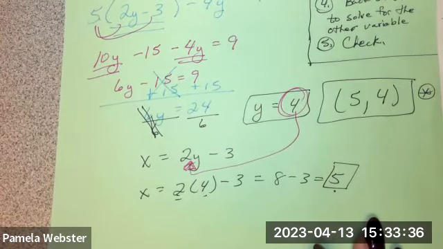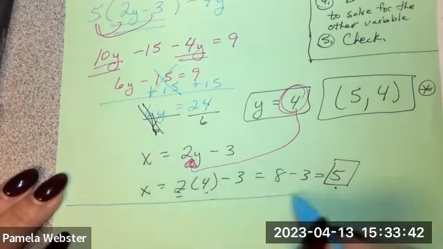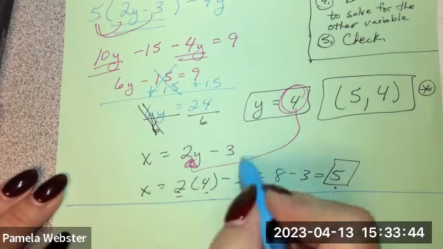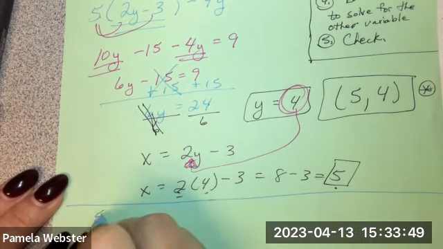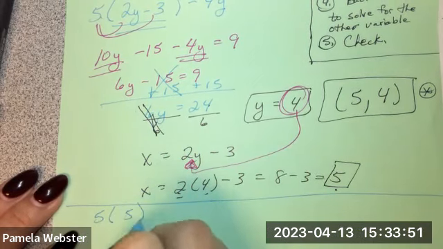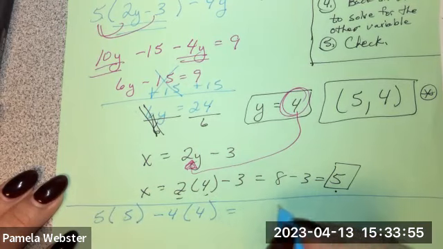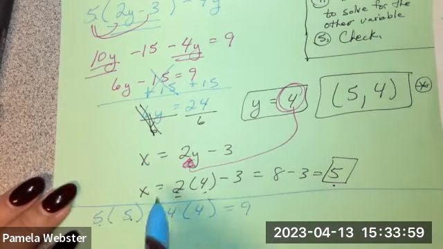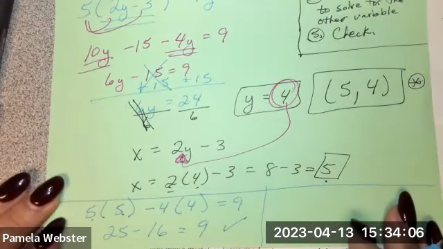That's my solution, a 5 and a 4. Now you want to check it, and make sure you go back to the original equations. Don't go back to x equals 2y minus 3, because I might have made a mistake. Go back to the very, very beginning. 5 times x, which is 5, minus 4 times y, which is 4, equals 9. 5 times 5 is 25, minus 16 equals 9. Sure enough, it does. That's the first equation.